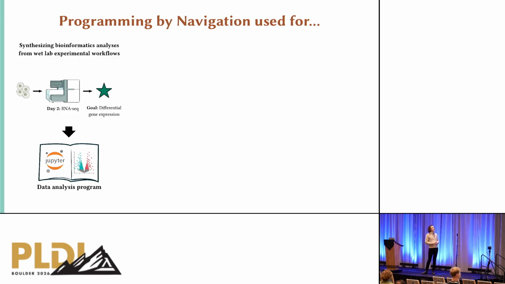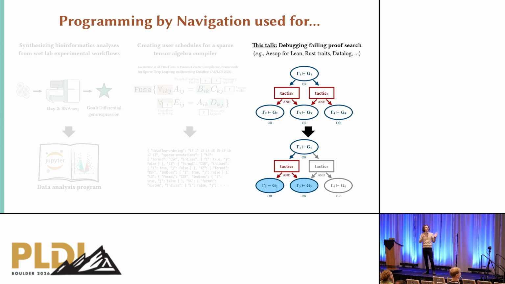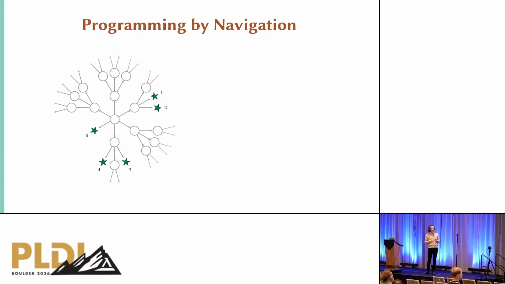And we've applied it to synthesizing bioinformatics analyses from wet lab experimental workflows, for creating user schedules for a sparse tensor algebra compiler. But today, I want to talk about how this can be done for debugging failing proof search. OK, but to do that, I need to tell you a little bit about what programming by navigation is. So the idea with programming by navigation is that we're going to model a space of possible expressions or programs, as well as the steps between the programs that you can use to get to each other.